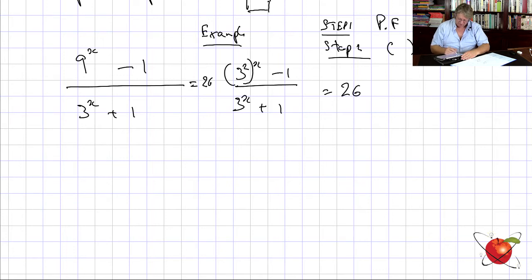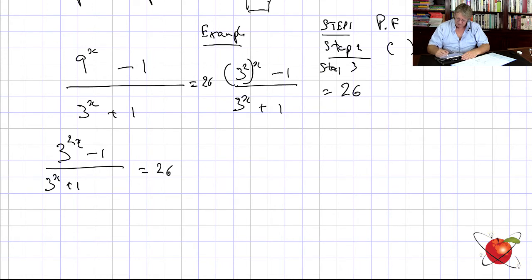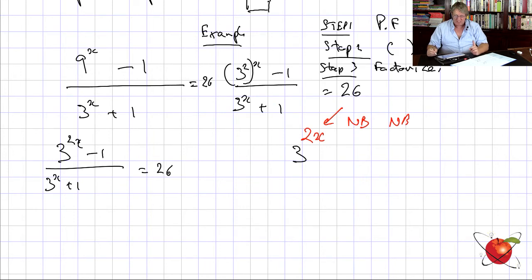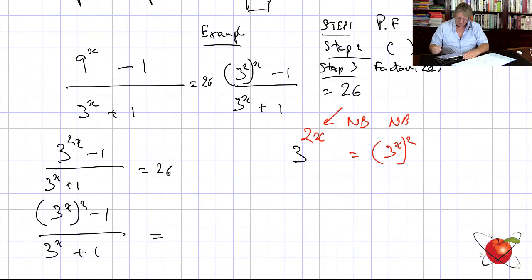So let's do that. 3 to the power of 2x minus 1, over 3 to the power of x plus 1, equals 26. Step 3: we've got a minus and a plus sign, so factorize. Now, I'm hoping you remember, 3 to the power of 2x, what does this tell me to do? It tells me to look out for a quadratic form type. That is the same as 3 to the x squared. So rearrange it as 3 to the power of x all squared minus 1, over 3 to the power of x plus 1, equals 26.